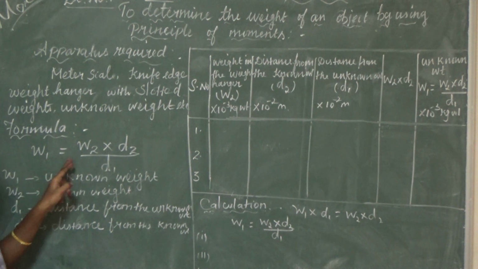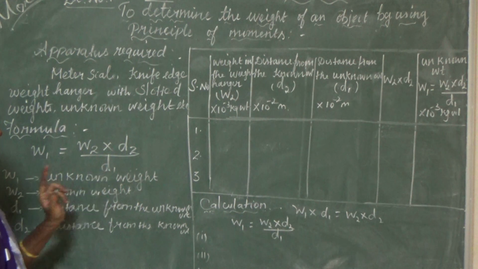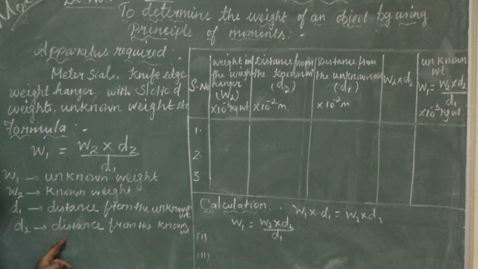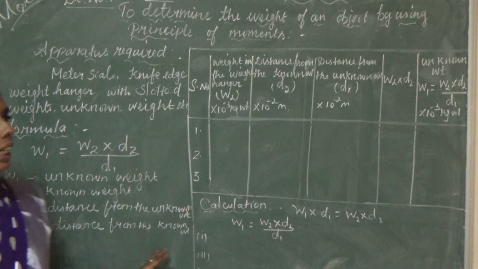Formula: W1 is equal to W2 into D2 by D1. And the formula explanation you have to mention here. W1 means the unknown weight. W2 means the known weight. D1 is the distance from the unknown weight. D2 is the distance from the known weight. You have to write this in your note.